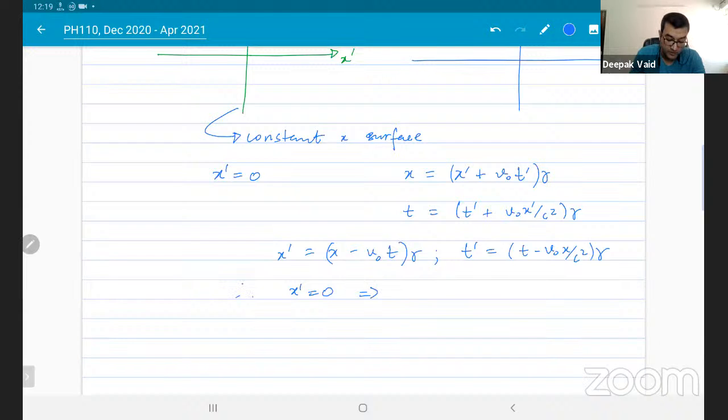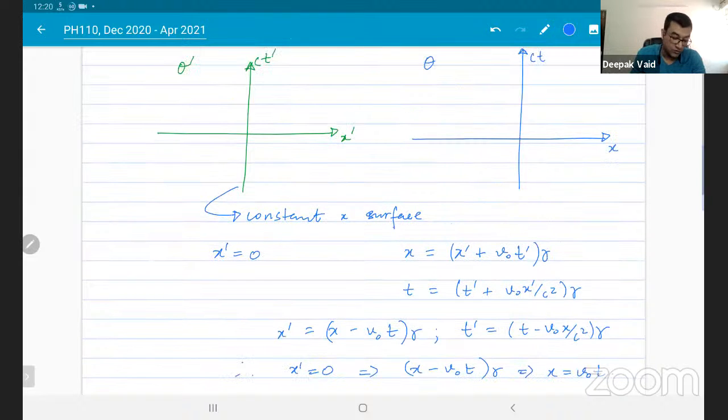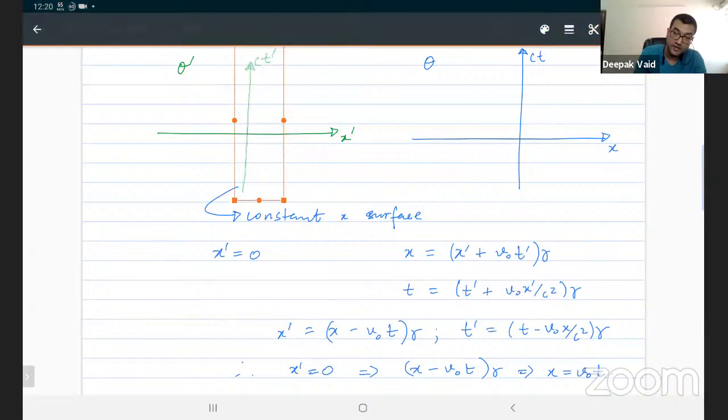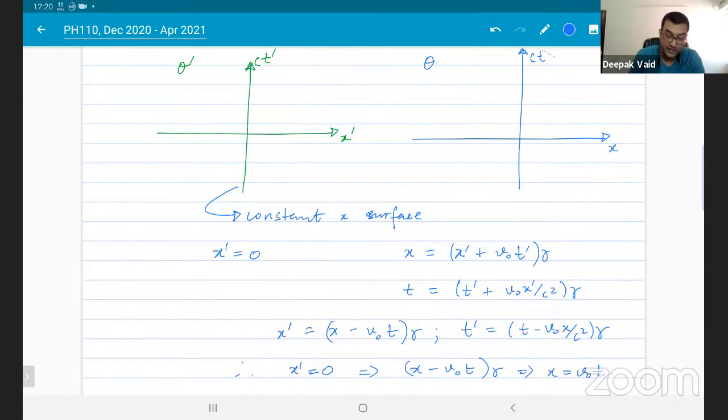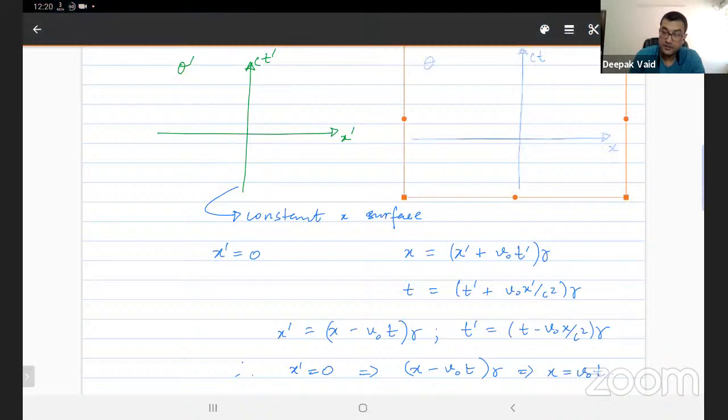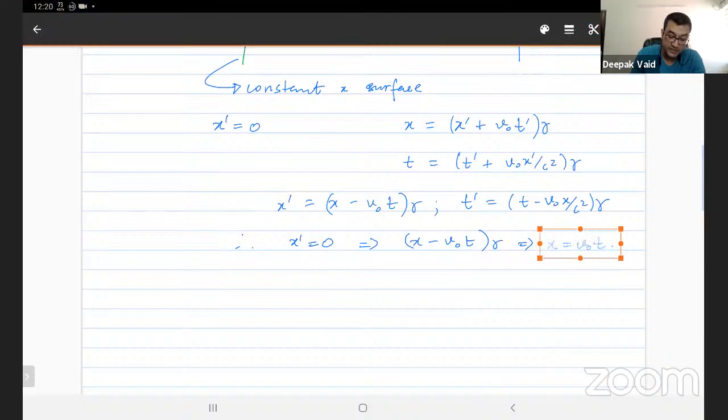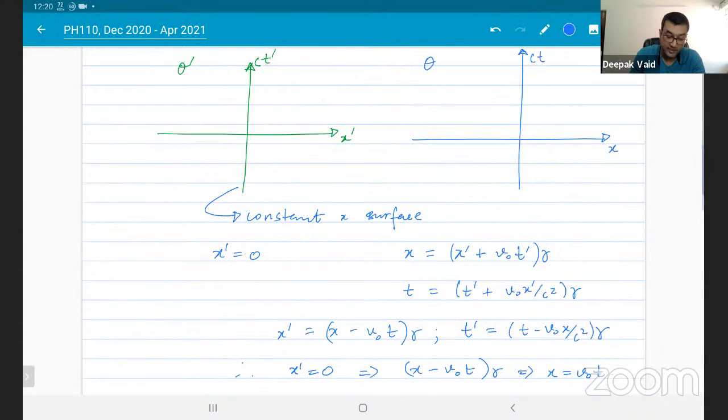So X prime is equal to 0 implies that this equation is 0, right? Which means that X is equal to V naught T. So this line is mapped to a different line in this frame of reference. Which line is it mapped to? It is mapped to the line which satisfies this equation, X is equal to V naught T. What is this line? This line is simply the trajectory of an observer moving with a velocity V naught, with m is equal to 1 by beta.